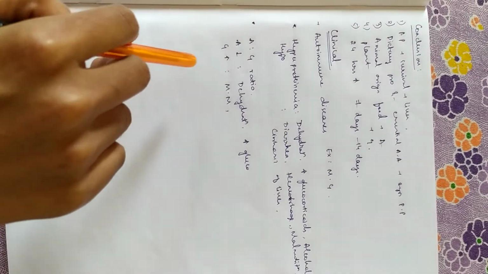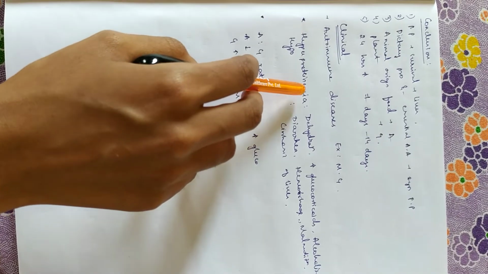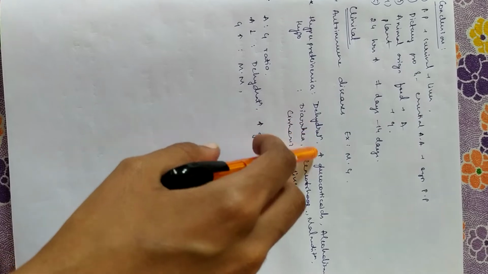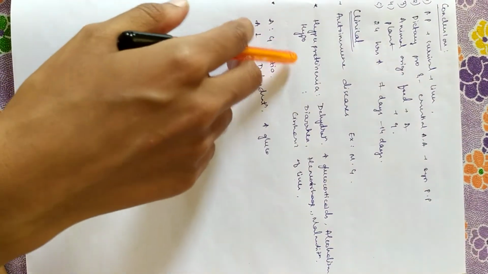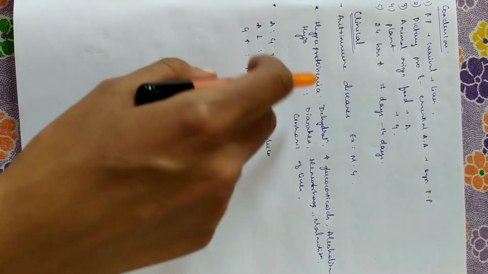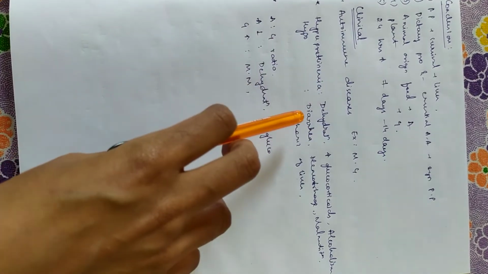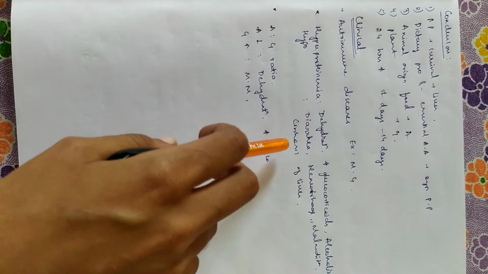Other clinical aspects are hyperproteinemia, that is increased protein in the blood. It happens during dehydration, excess of glucocorticoids, or alcoholism. Hypoproteinemia means decrease in the protein in the blood. It happens during diarrhea, hemorrhage, malnutrition, and cirrhosis of liver.